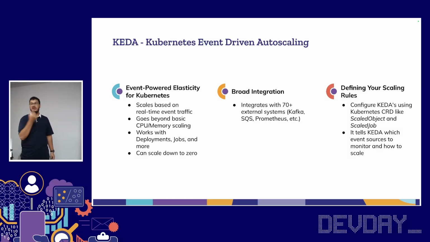These are again custom resource definitions, as Amit mentioned. So KEDA has 2 CRDs defined. This is the scaled object and the scaled job. So whenever you want to use KEDA, you would define your own scaled object, your own scaled job. And it basically tells KEDA which event source to look at and how to scale.